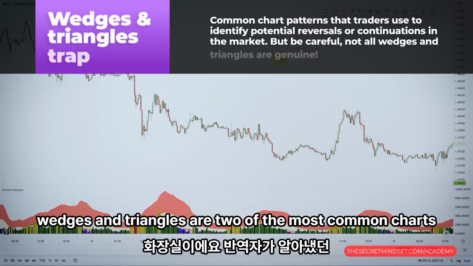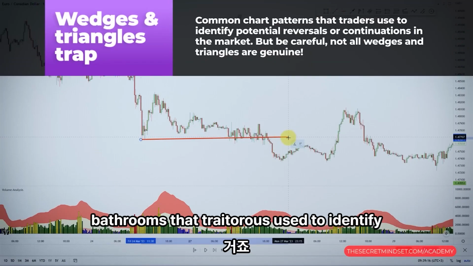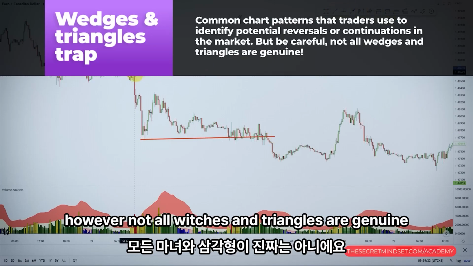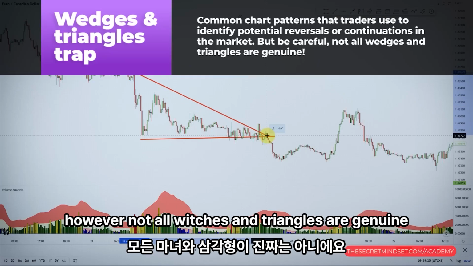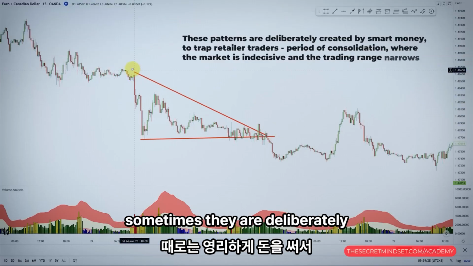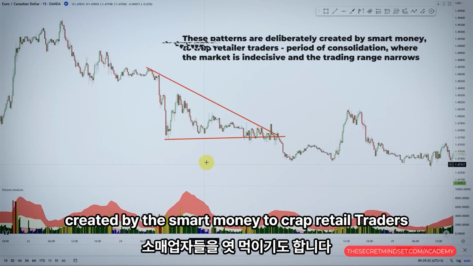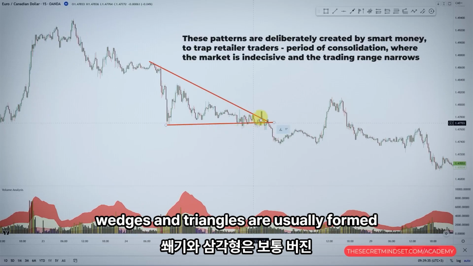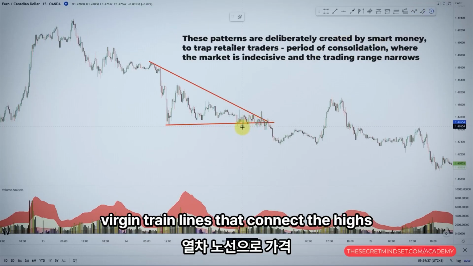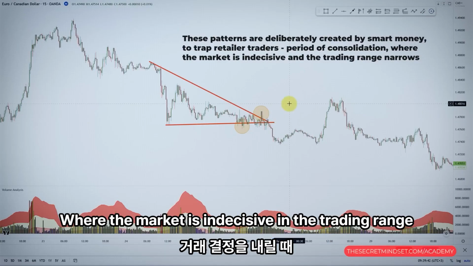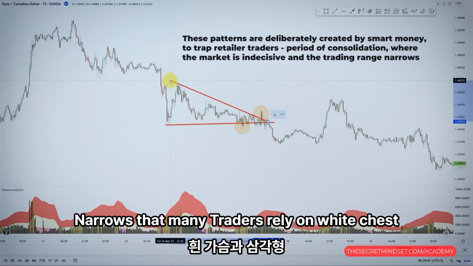Wedges and triangles are two of the most common chart patterns that traders use to identify potential reversals or continuations in the market. However, not all wedges and triangles are genuine. Sometimes they are deliberately created by the smart money to trap retail traders. Wedges and triangles are usually formed by two converging trend lines that connect the highs and the lows of the price action. They indicate a period of consolidation where the market is indecisive and the trading range narrows.